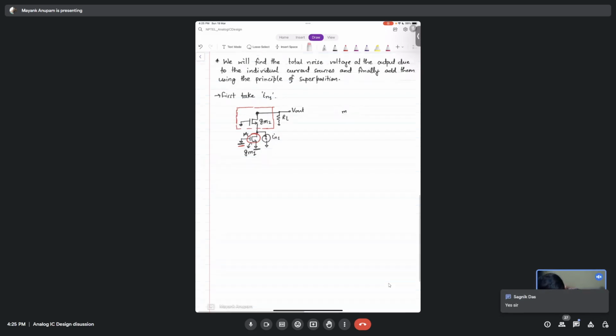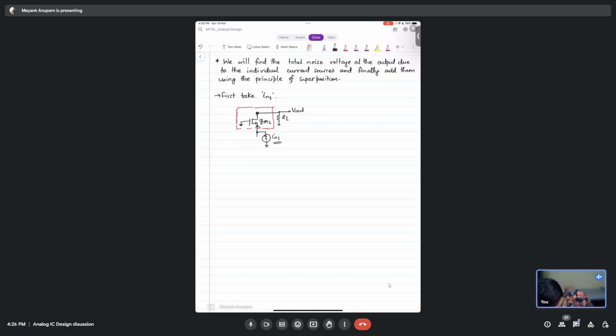So that is why this MOSFET is out of the picture. Okay, so let's remove it from the picture in that case. Now you see that this IN1 only has one path to flow, right? It can only go into this MOSFET here, correct?